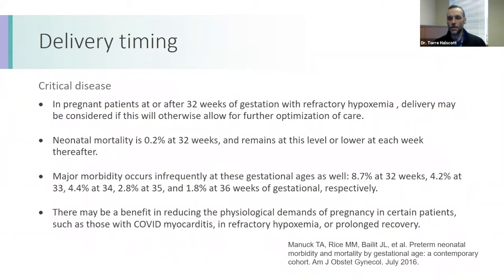This is where we got the information for the 32 weeks from Dr. Manick, and looking at the neonatal mortality. It is low at 32 weeks and remains low or gets lower past that point in time. And major morbidity, all comers, including NICU admission, is still relatively low, just under 9% at 32 weeks, and decreases significantly up to less than 2% at 36 weeks. And in this cohort, they didn't study it past 36 weeks. That's where we got 32 weeks as a trigger point for a discussion.